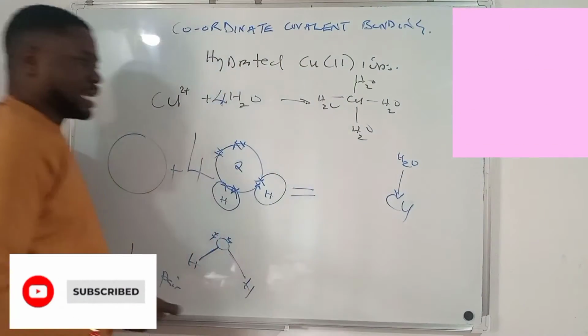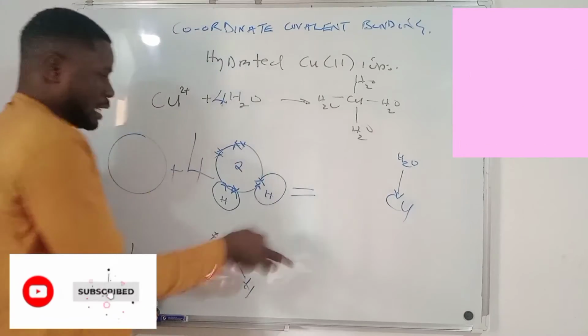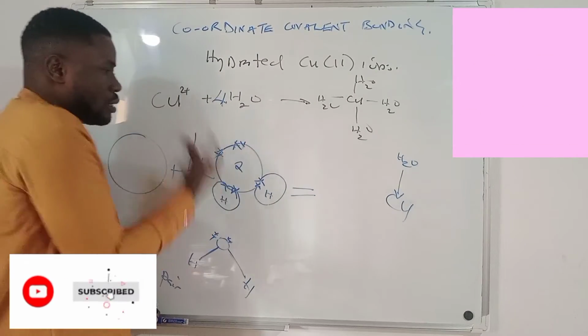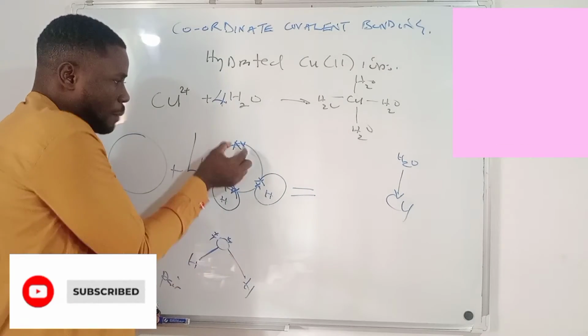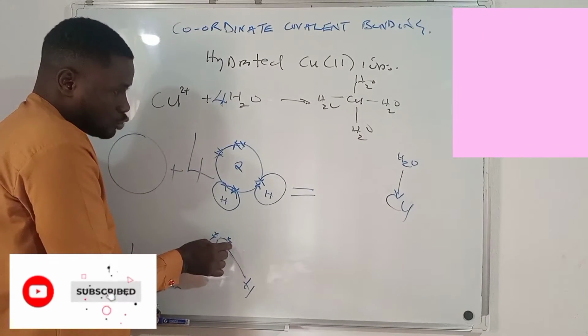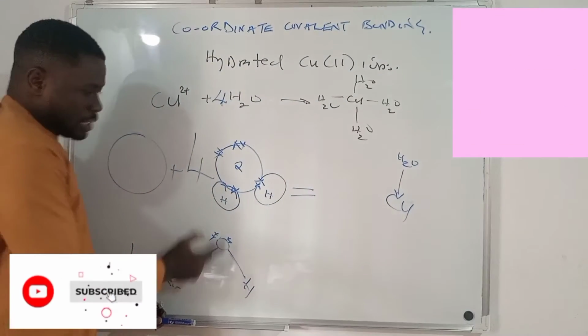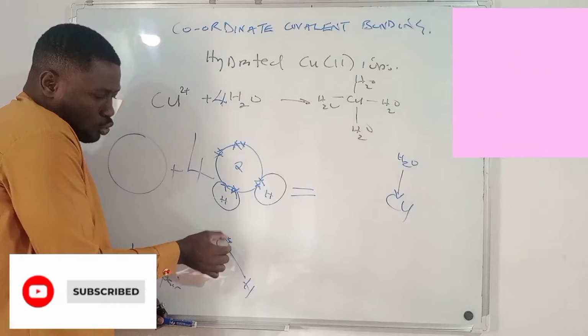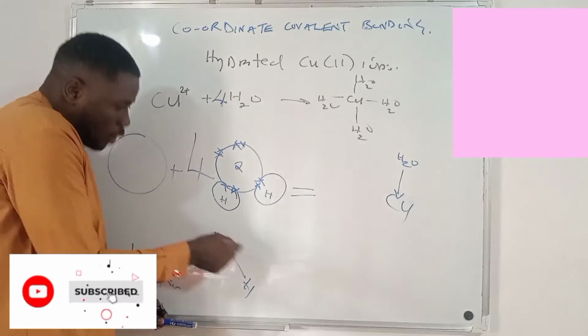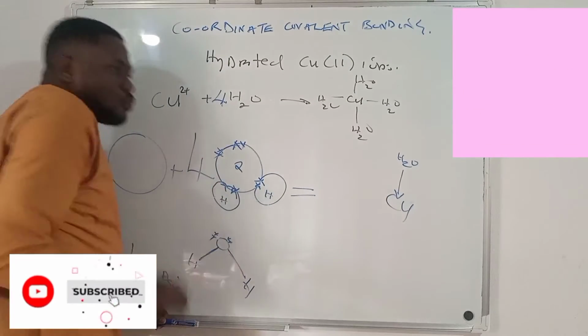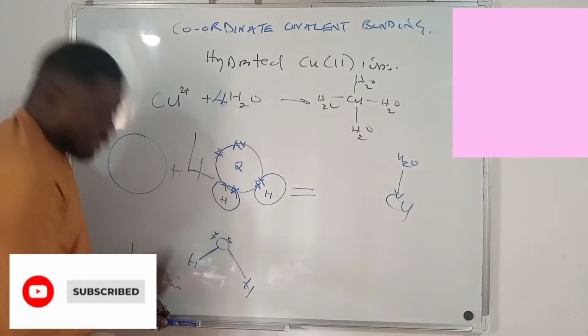donate or share its electron. It's not donating, it's sharing this electron. Remember that this water, there are 4. Each of them will come and use either of these two, and this arrow tells you that this water is bringing 2 of this, either this 2 or this 2. But the idea is that each of the water will bring 2 of this.